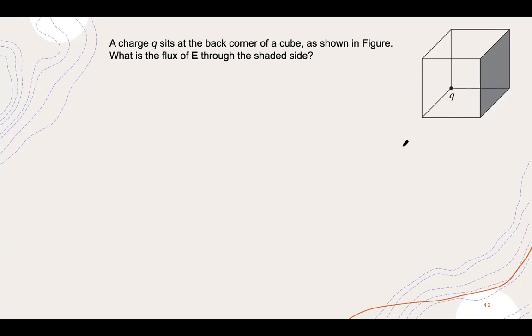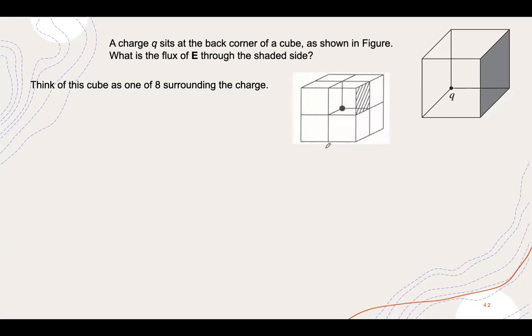So what you can do is understand that this Q can be a part of a surface. Let me give the figure. Think that this cube is one of 8 cubes surrounding the charge. Can you do that? So let's suppose this was the cube. Now you have one cube which can be something like this. Then in the back of this cube, there is one more cube. Similarly, in the back of this cube, you have one cube here. So you have 1, 2, 3, 4 cubes.